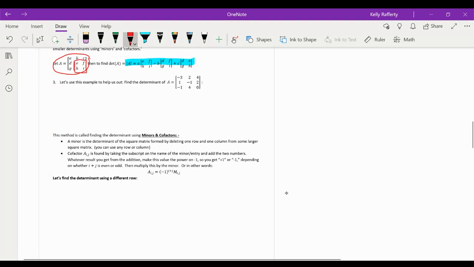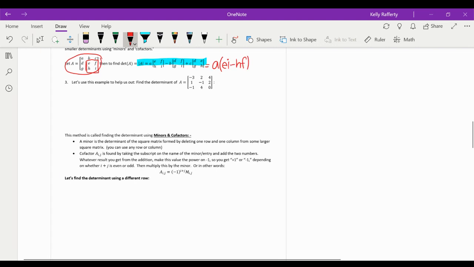All right, and remember this straight bar notation means the determinant of just that. So we would do A, and then to find the determinant, written like this, 2 by 2, we do the diagonal EI minus the other diagonal HF. So that would be that first one.